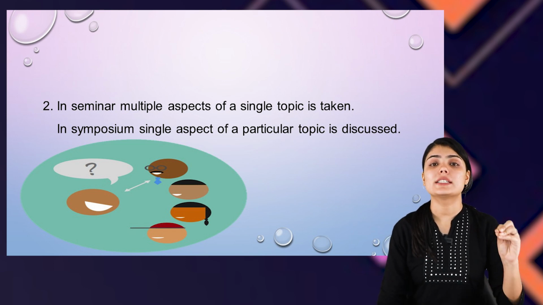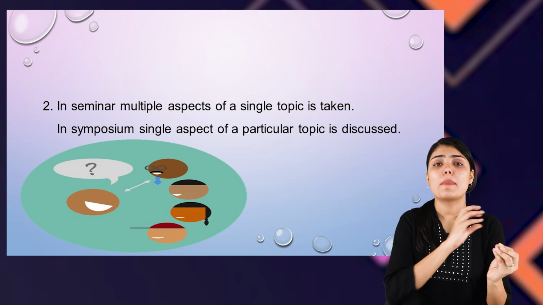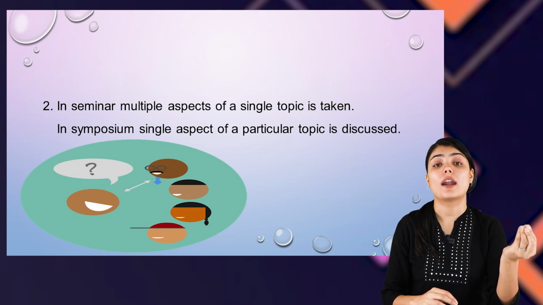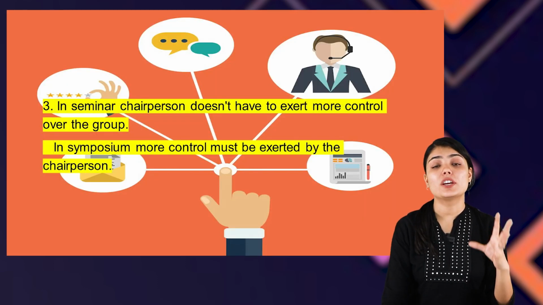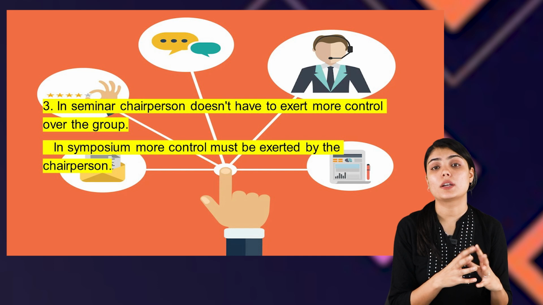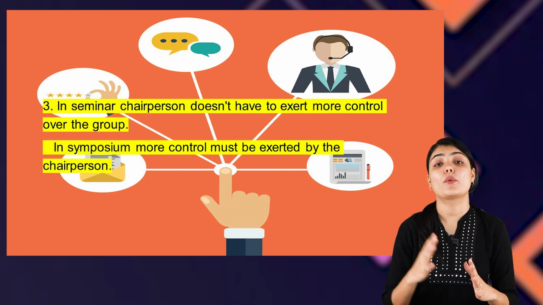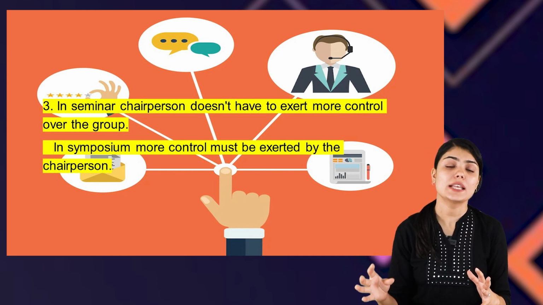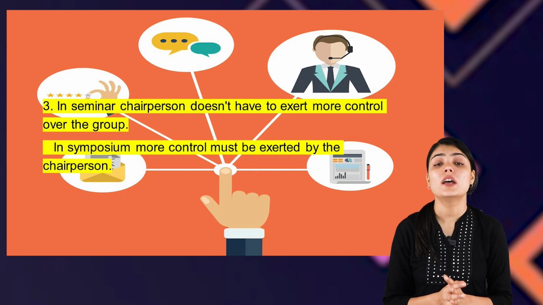Whereas here in seminar, if a topic is chosen, multiple aspects of this topic are discussed. In seminar, the chairperson does not have to exert more control over the speaker or the group, whereas in symposium, the chairperson has to exert more control over the speakers.